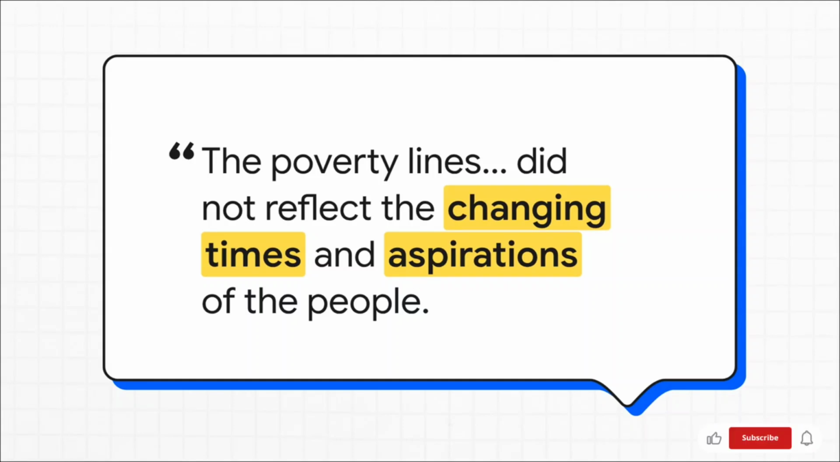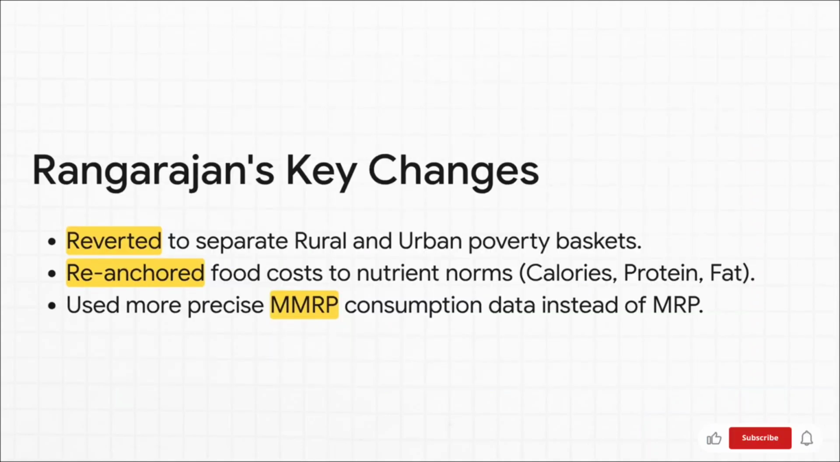There was this growing feeling that the old definition of poverty, just about bare survival, wasn't cutting it anymore for a modern aspirational India. So what did the Rangarajan Committee do? Well, in many ways, it was a major course correction. They pretty much reversed several of Tendulkar's big changes.